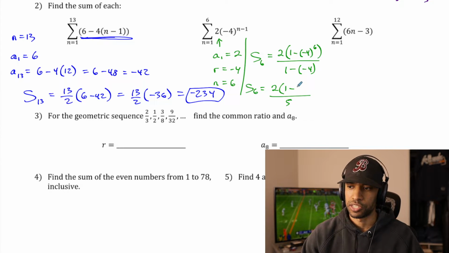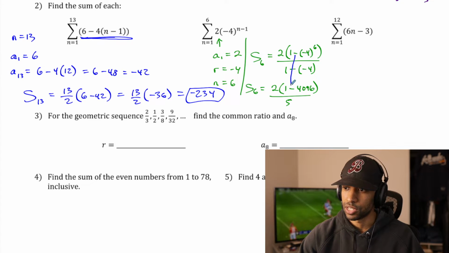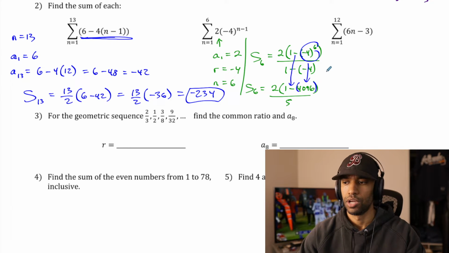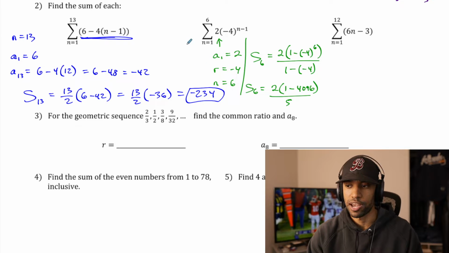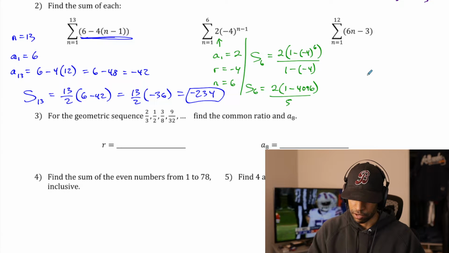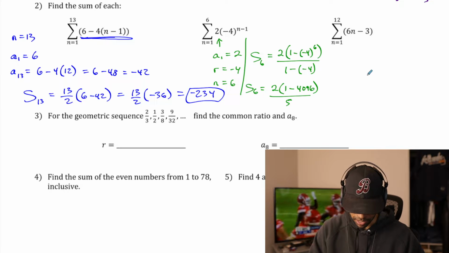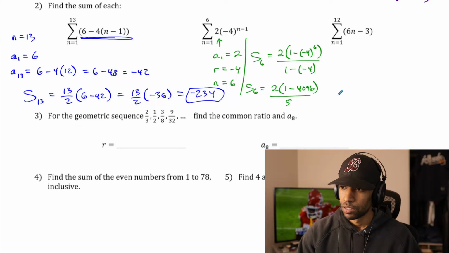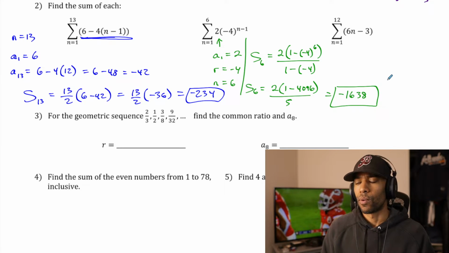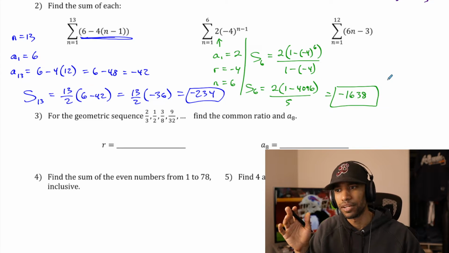So that's 4,096. I'm doing 1 minus 4,096. Keeping in mind, this minus is here, and negative 4 to the 6th is a positive number here. So I'm subtracting a positive, right? So subtracting a positive is subtraction, though. So, let's work some things out some more. That's negative 4,095. So 2 times negative 4,095 divided by 5 gives me negative 1,638. Negative 1,638. Right there. So I expected a negative answer. Well, actually, not necessarily true.